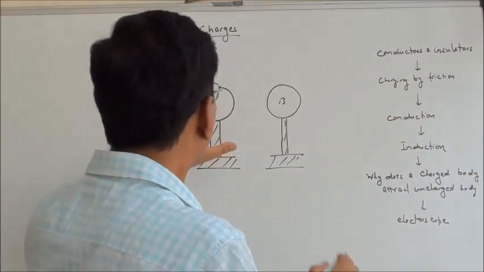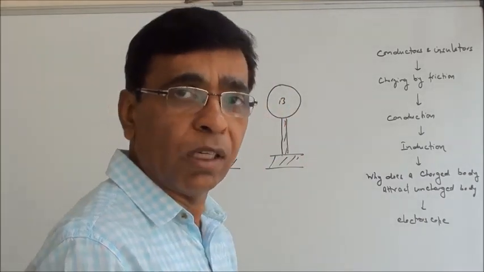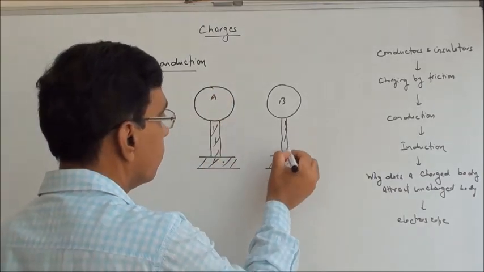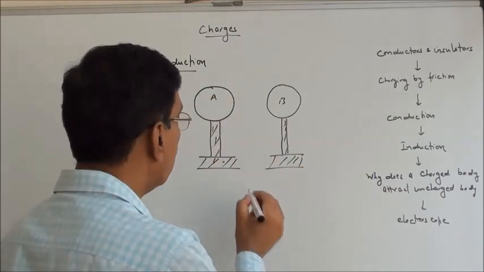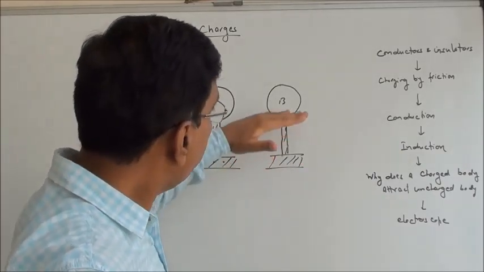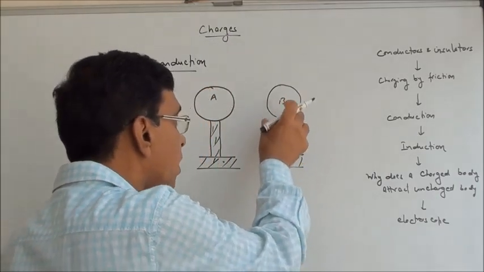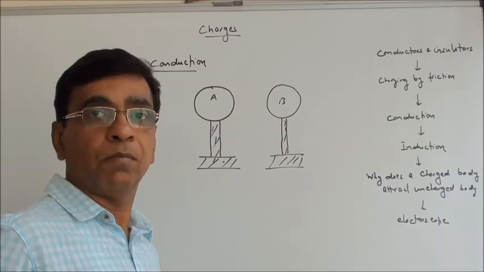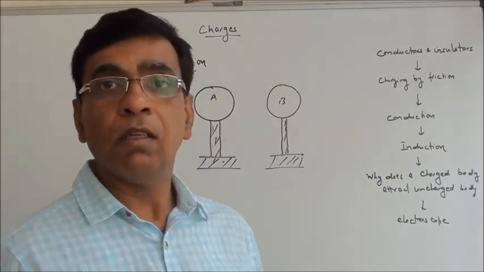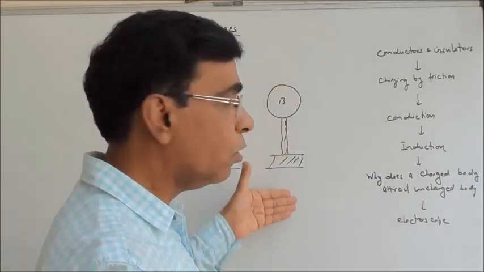We have body A, body B, and let me say both are conductors. And these are the insulating stands. Insulating stands, because if we are not using the insulating stands and we keep them on a conductor's stand, then what happens actually? Conductors allow the passage of charge, so this charge may go to the ground.